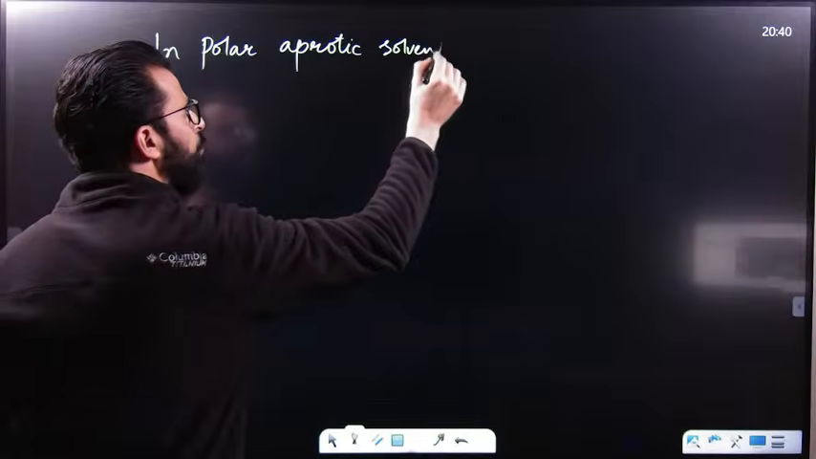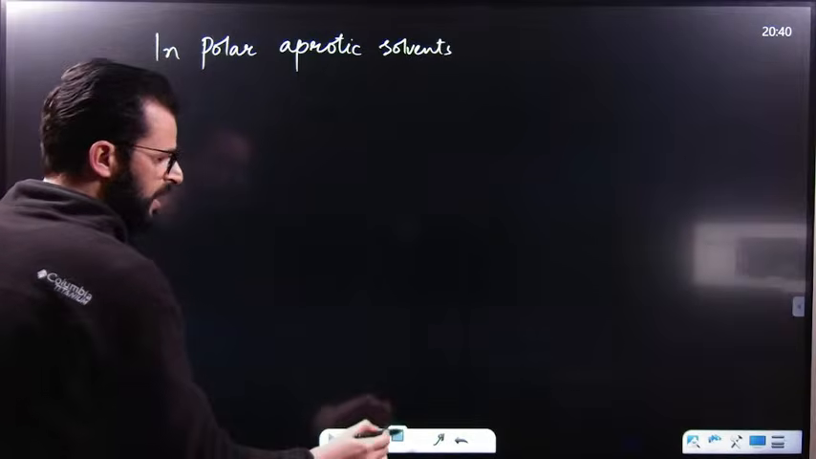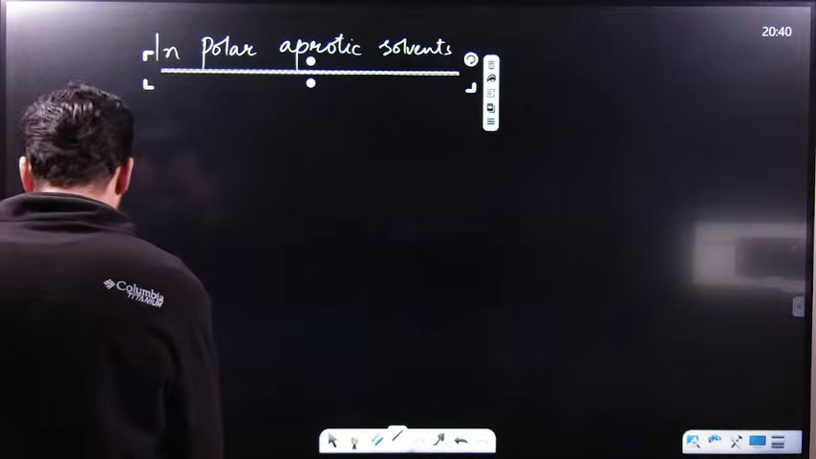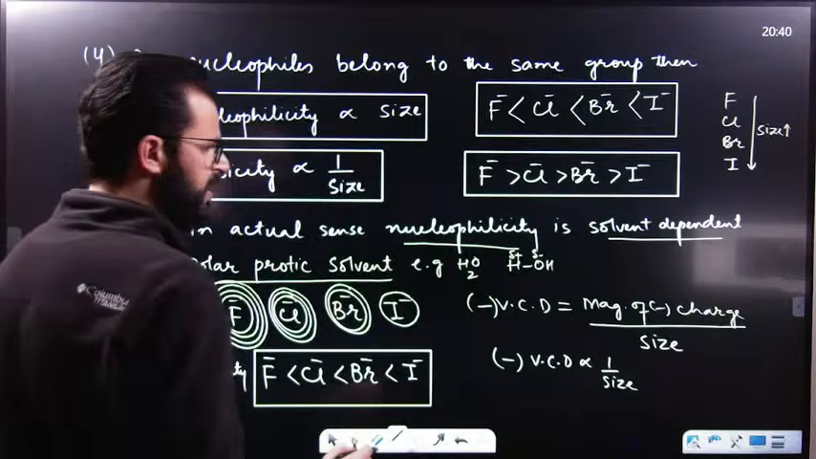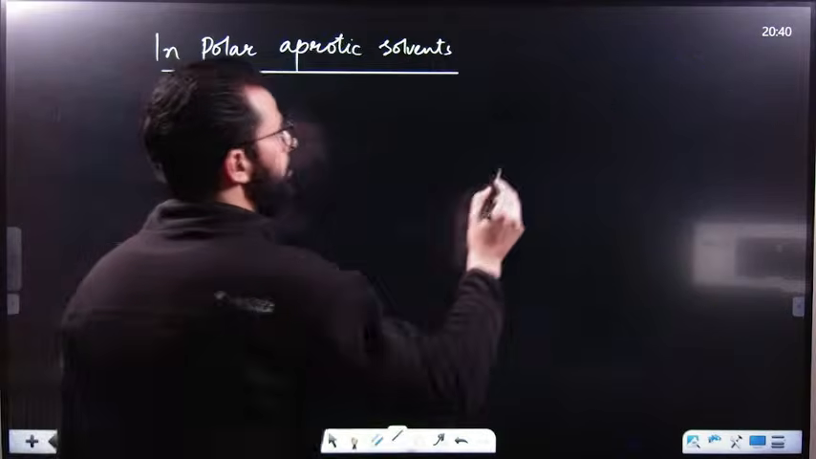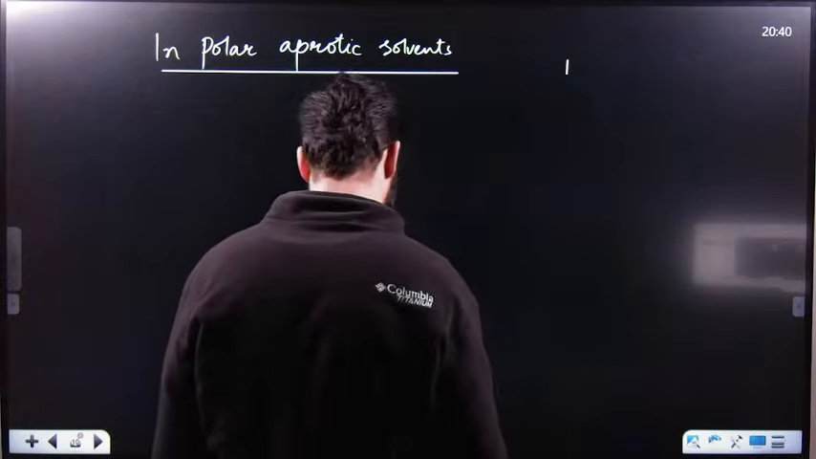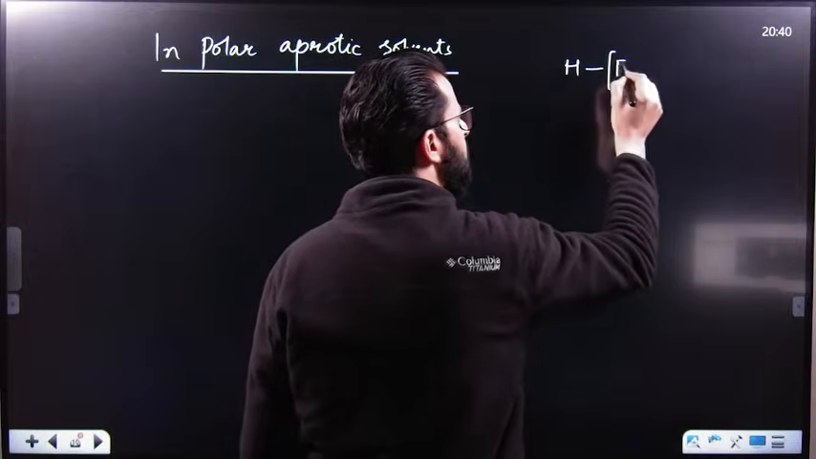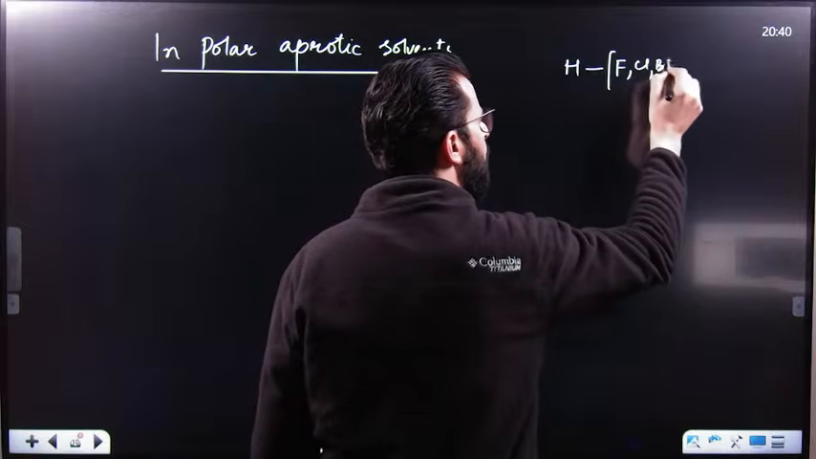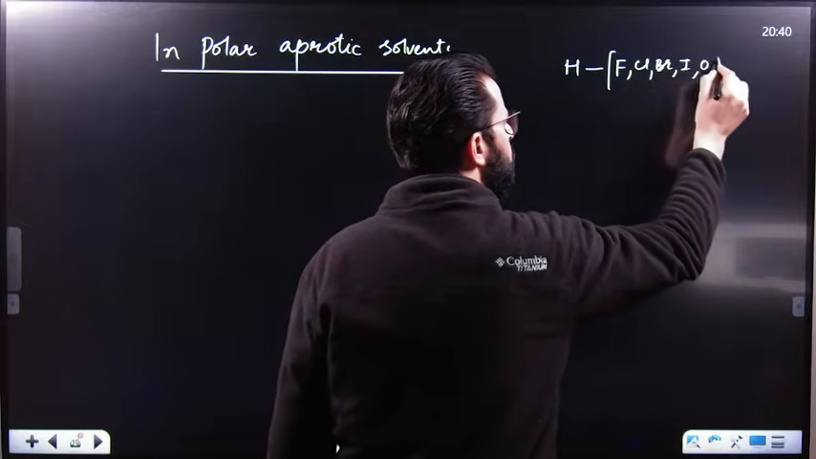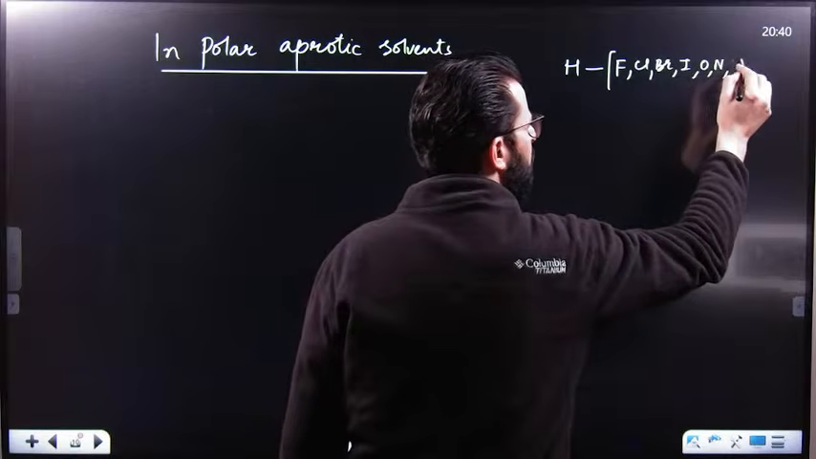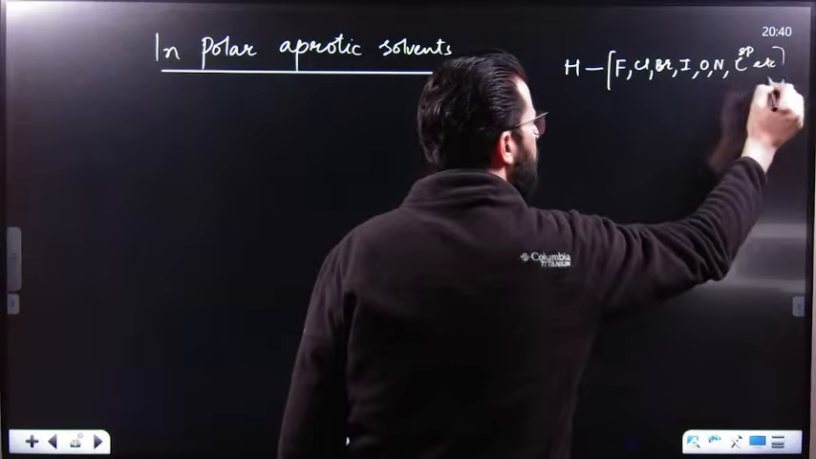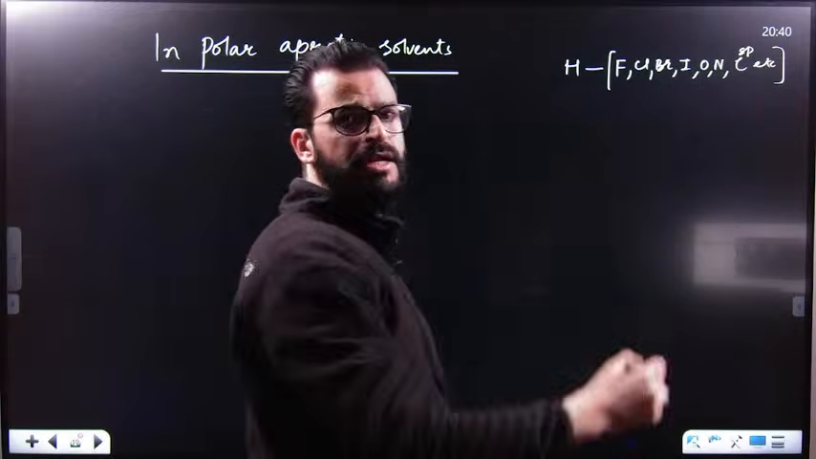Now, these are polar, but they cannot donate a proton. Let me show you who can donate a proton basically. Whenever hydrogen is attached to more electronegative elements like fluorine, chlorine, bromine, iodine, oxygen, nitrogen, or if it is attached to an sp hybridized carbon, etc., this hydrogen can be easily removed as H positive.